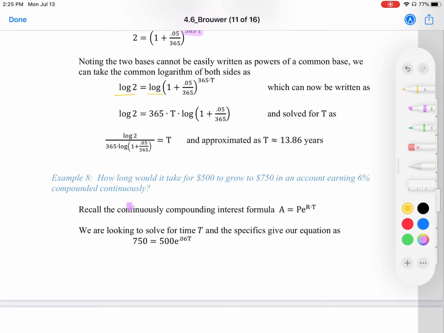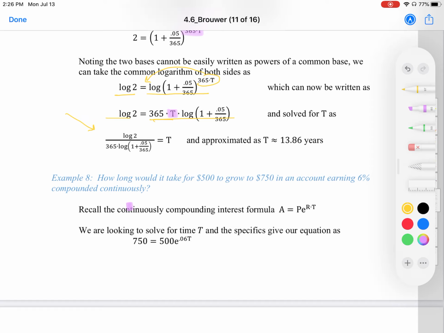So I have log of 2 equals log of, well, everything else. We can now use our power rule to bring our exponent down. So I have 365t times log of 1 plus 0.05 divided by 365. All right, our goal is to just get t by itself. So everything else, even though it looks really complex, is just a number. So I can go ahead and divide by 365 times log of 1 plus 0.05 divided by 365, as we see here.